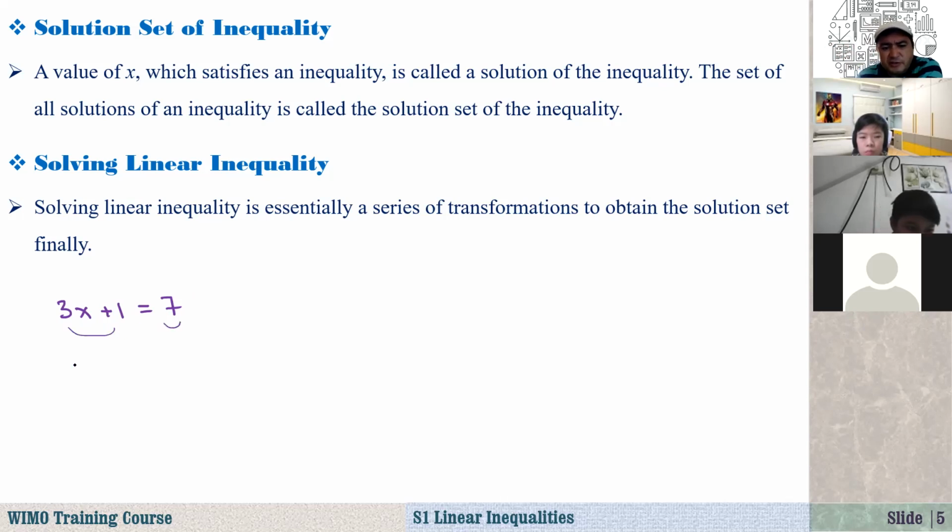And how do you solve this? First, I should take 1 to the right-hand side. So here we have 7 minus 1. Actually, we are not taking 1; we are just subtracting 1 from both sides. So now here we have 3 times x is equal to 7 minus 1, which is 6. Now if I divide both sides by 3, or multiply both sides by 1 over 3, on the left I have x, because 1 over 3 times 3 is 1.